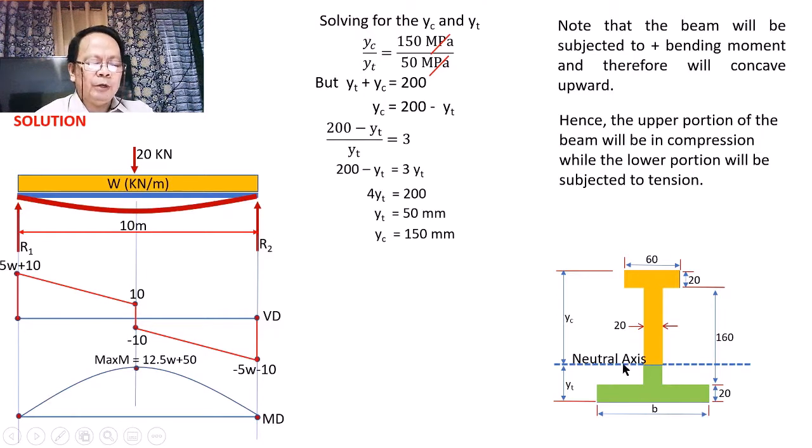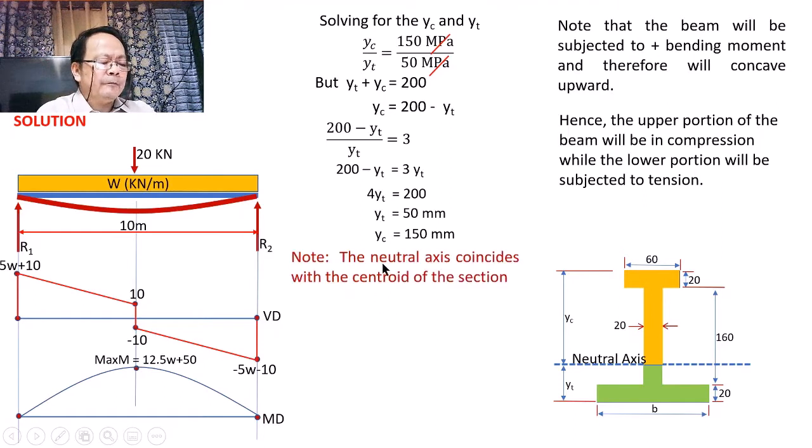And how are we going to solve for B? Okay. So we can now solve for B by knowing the concept that the neutral axis coincides with the centroid of the section. Diba? Itong neutral axis kasi yan, nandyan yung ating centroid. And we understand that if we will be summing up the moments of area about the neutral axis, it will be equal to 0. Diba?